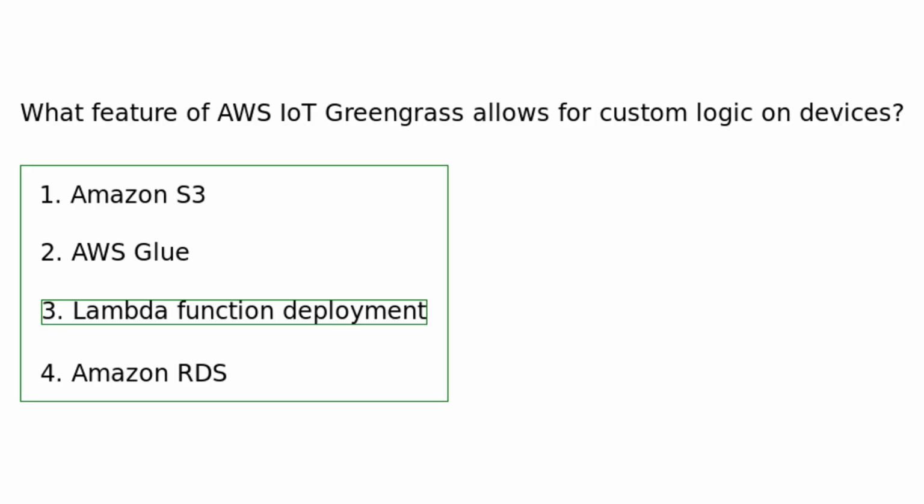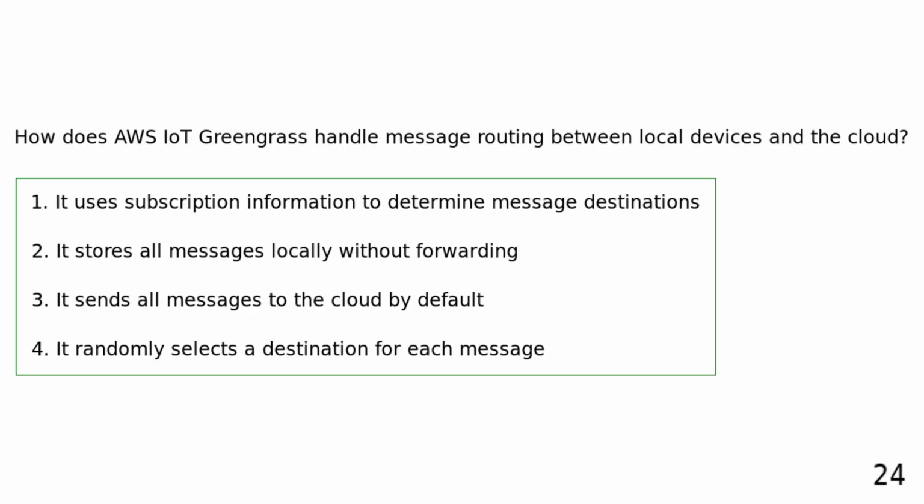Deploying Lambda functions on Greengrass core enables custom logic to be executed locally on devices. How does AWS IoT Greengrass handle message routing between local devices and the cloud? It uses subscription information to determine message destinations. It stores all messages locally without forwarding. It sends all messages to the cloud by default. It randomly selects a destination for each message.